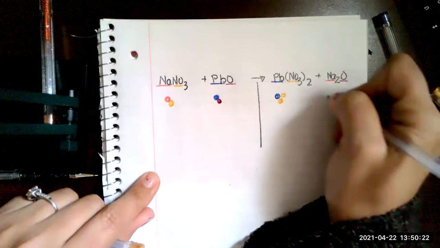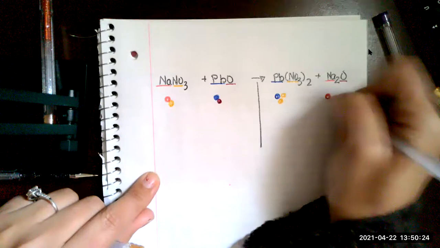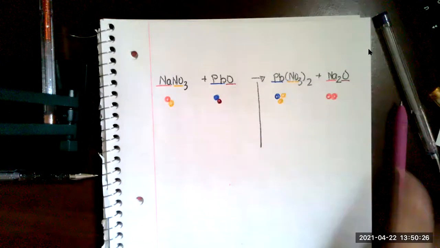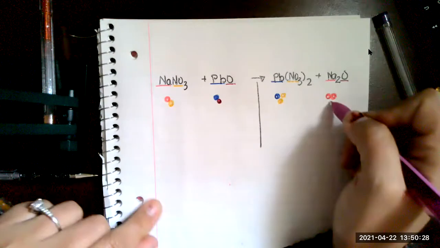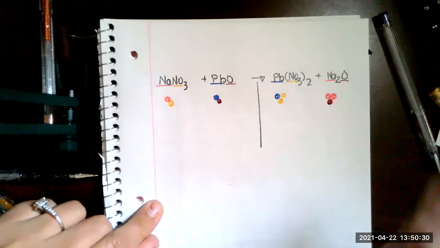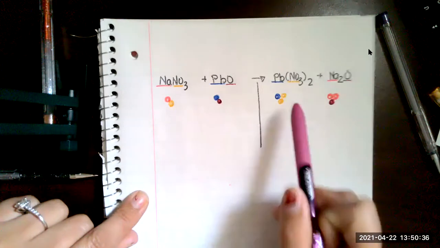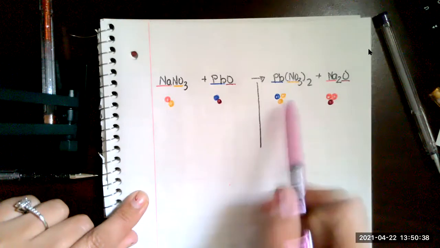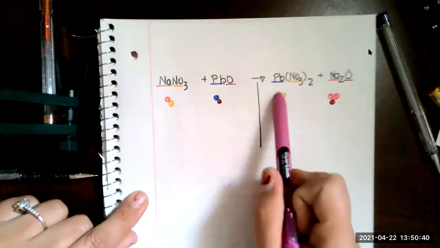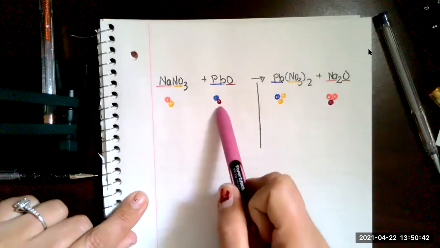And for every 2 sodiums, I have 1 oxygen. Now I can kind of look and see what's unbalanced. I have 2 sodiums over here. I have 1 sodium over here. I have 2 nitrates over here. I only have 1 nitrate over here. I have 1 lead and 1 lead, that's balanced. I have 1 oxygen and 1 oxygen, that is balanced.